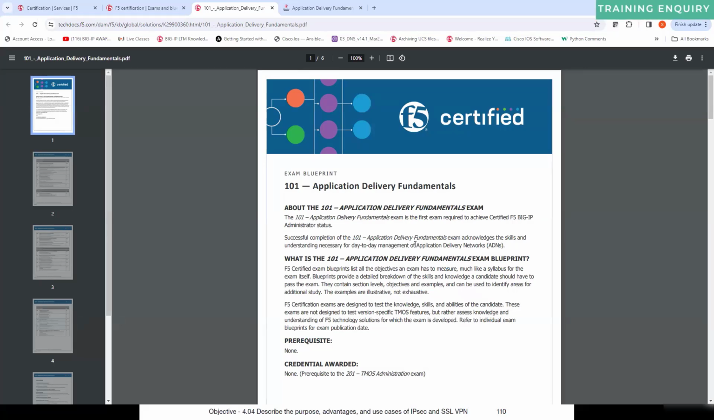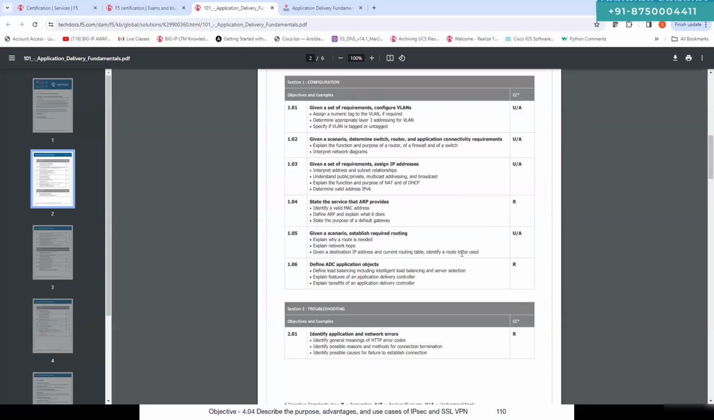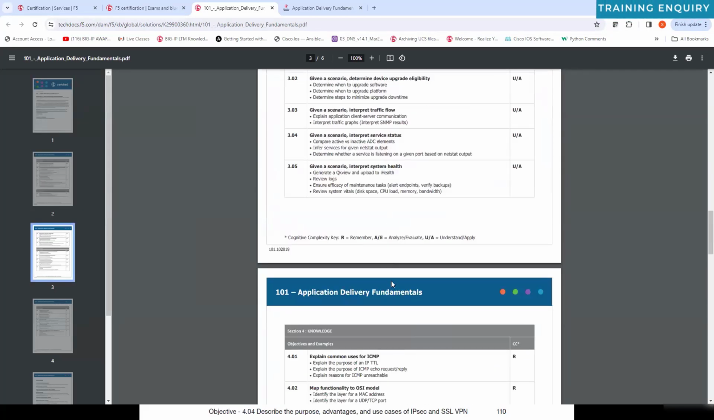So for you to start with the F5 Big IP, these are the essential things. I'm not going to cover each and every line which is specified there, because as I mentioned in the beginning, I'm not going to cover 101 separately. I'll take some topics out of it and explain them so that you are comfortable with that.